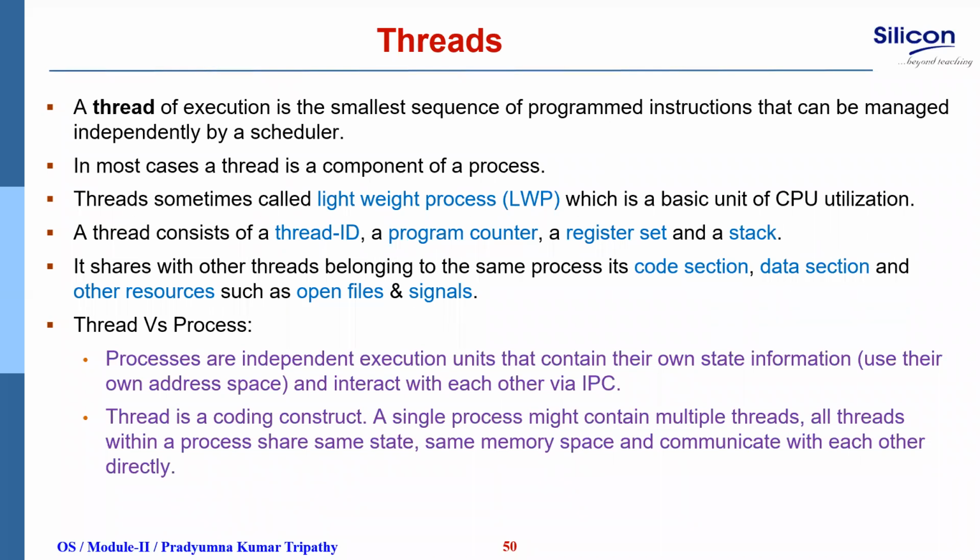Processes need what? IPC, inter-process communication. Threads do not need inter-process communication. They can interact directly, right?